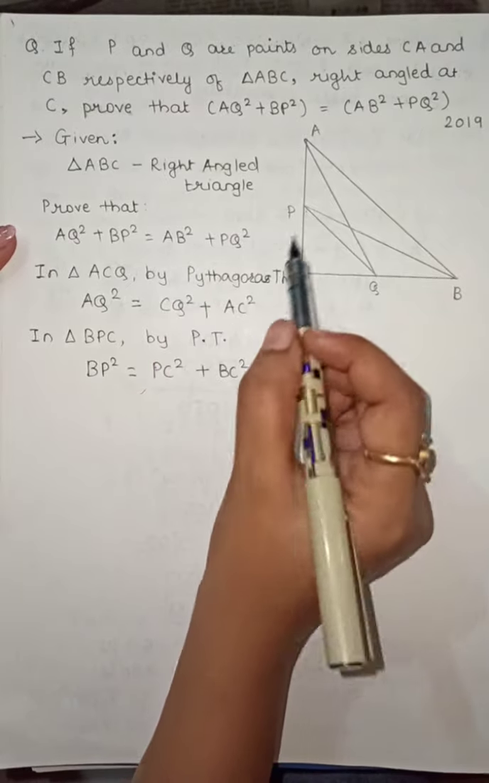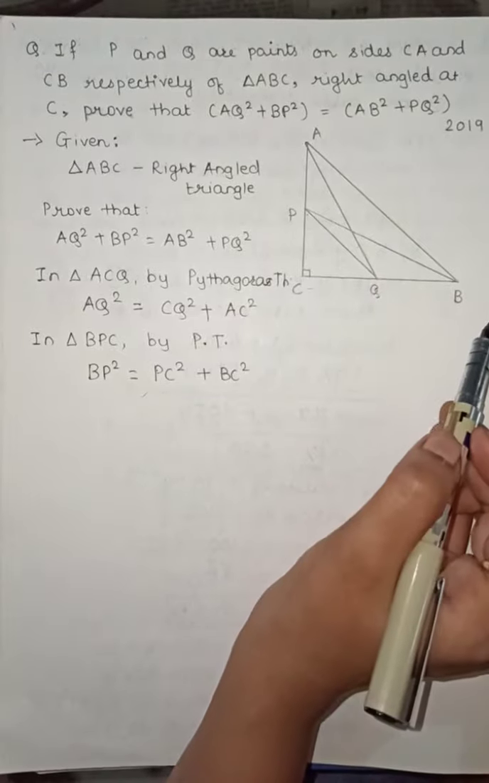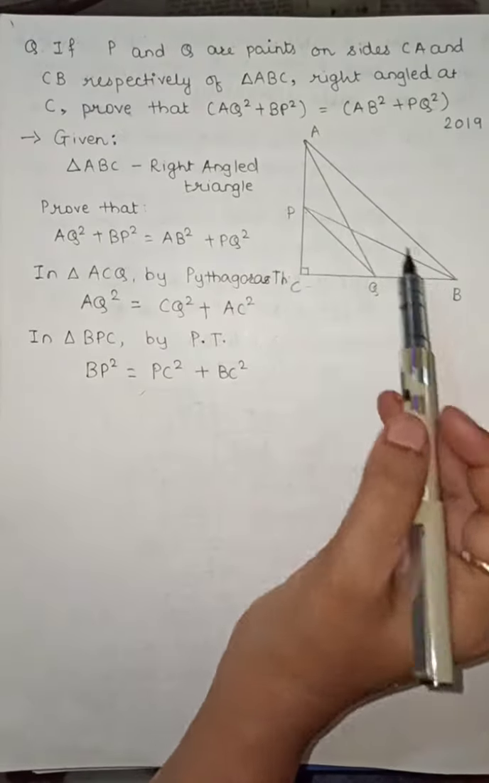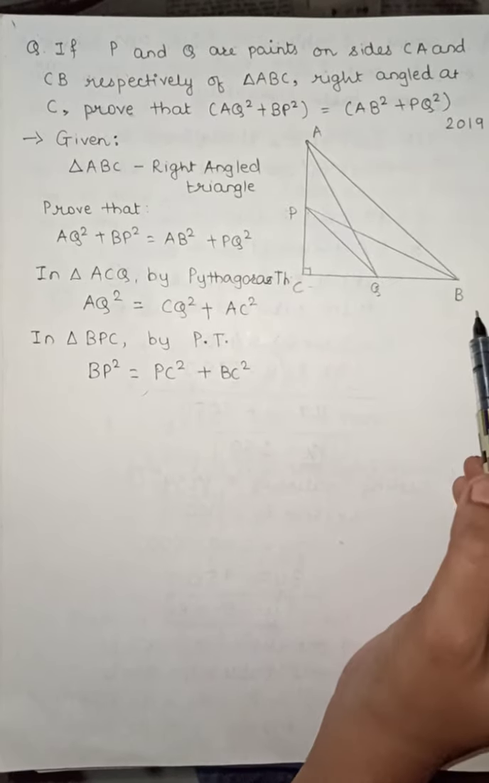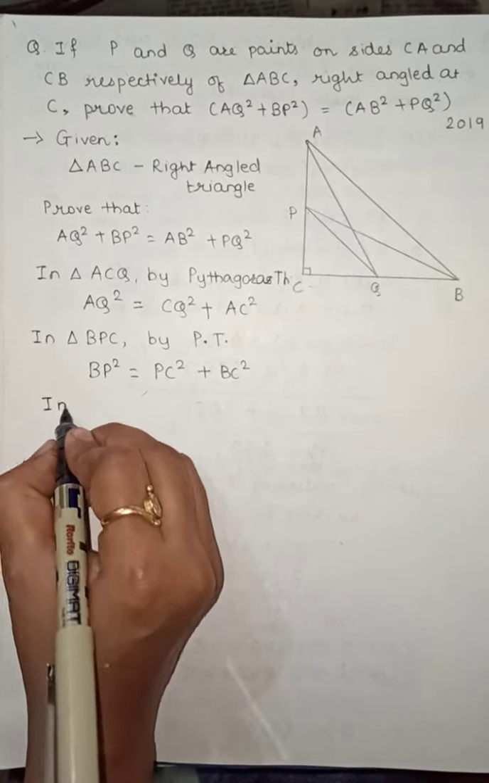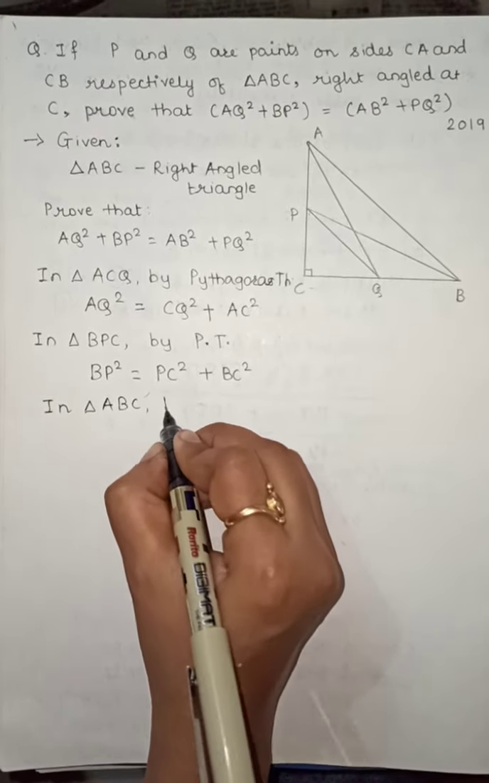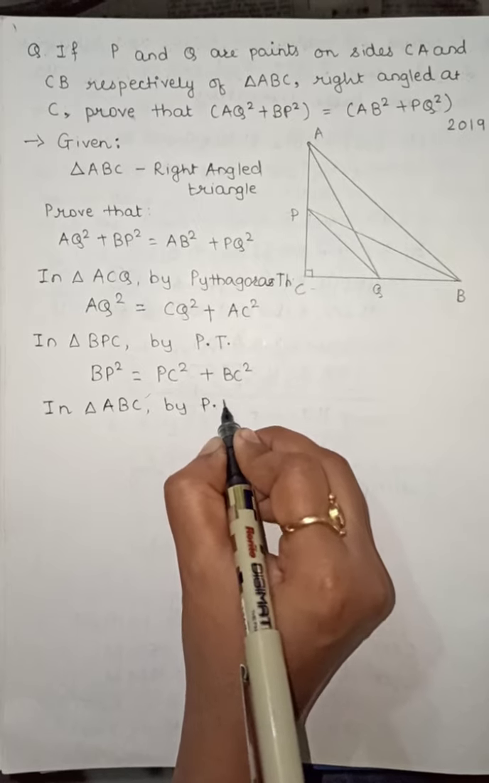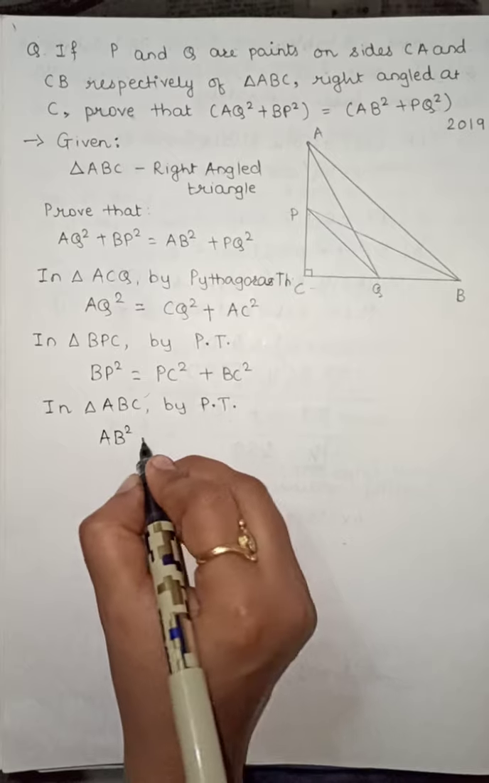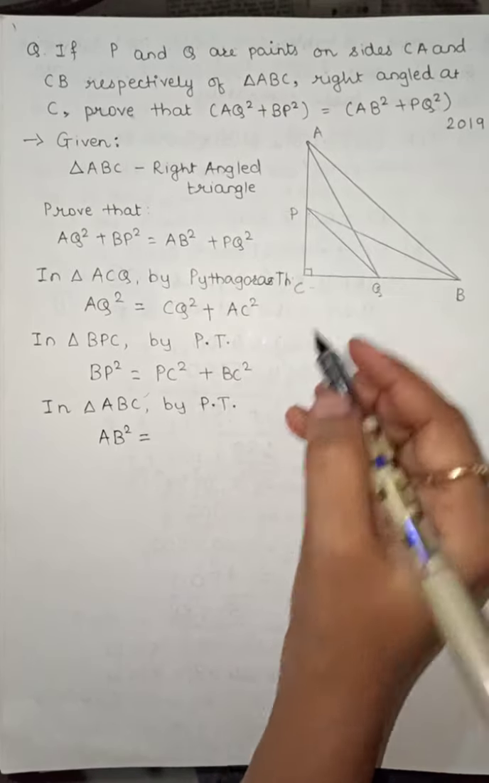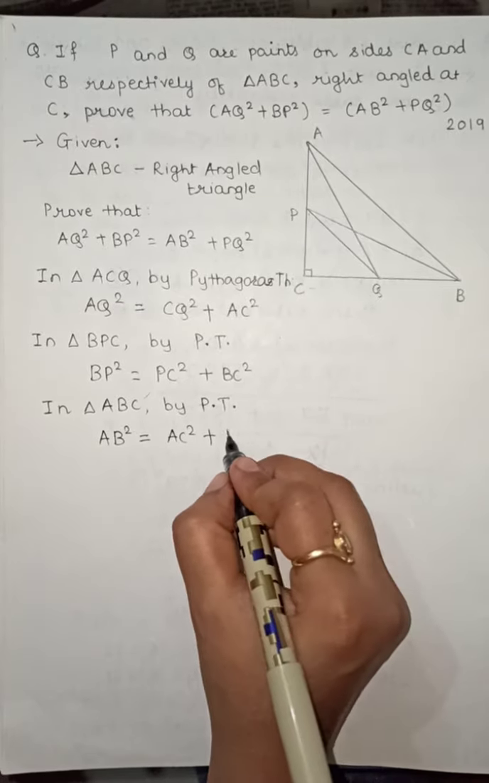Next is AB. So now for having AB square, which right angle triangle will you be considering? Yes, AB square is a part of the greater or the outer triangle, that is ACB. So apply Pythagoras theorem in that triangle also. So in triangle ABC, by Pythagoras theorem, AB, which is the hypotenuse for that triangle, so AB square is equal to AC square plus BC square.